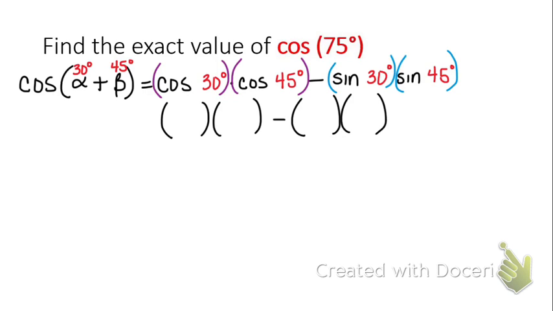Cosine of 30 degrees. The cosine is positive root 3 over 2. Is that correct? Okay, so I'm going to put that here for the cosine. And then what's the cosine of 45? Root 2 over 2. The sine of 30 degrees is 1/2. And the sine of 45 is root 2 over 2.